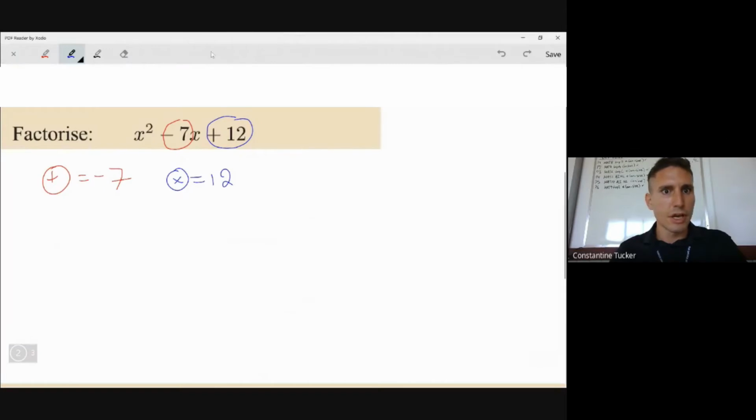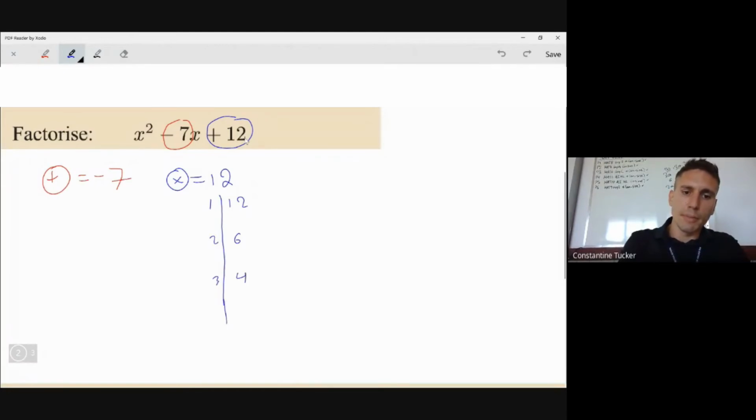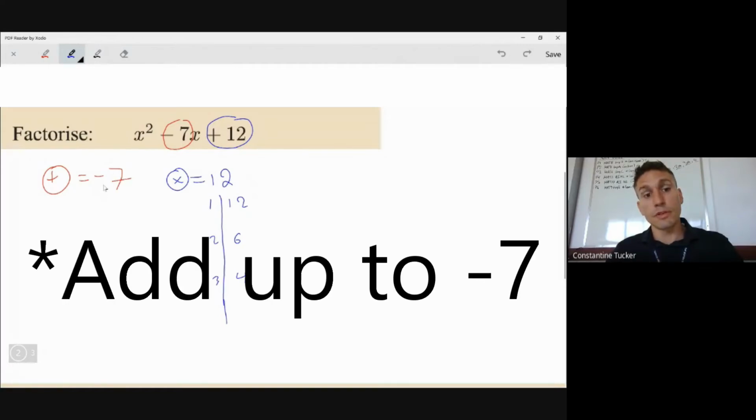Thank you very much. We want two numbers that multiply to give us 12. Let's start with this one. Which numbers multiply to give us 12? Well, it could be 1 times 12, 2 times 6, 3 times 4, if we're talking about positive numbers. But notice here, we've got a bit of an issue. We want the numbers to add to give us minus 7.